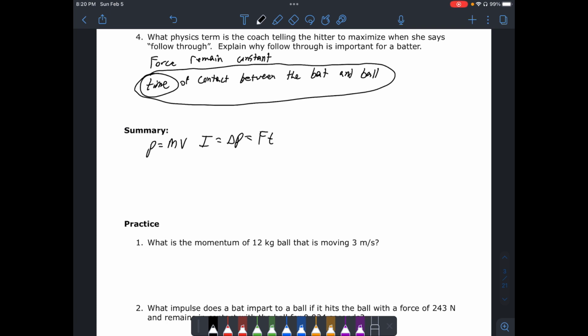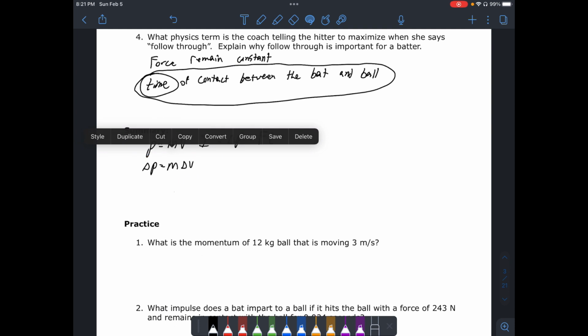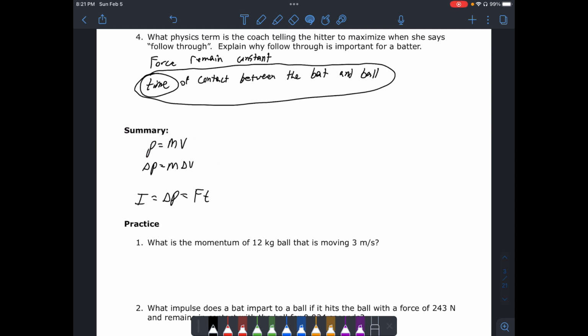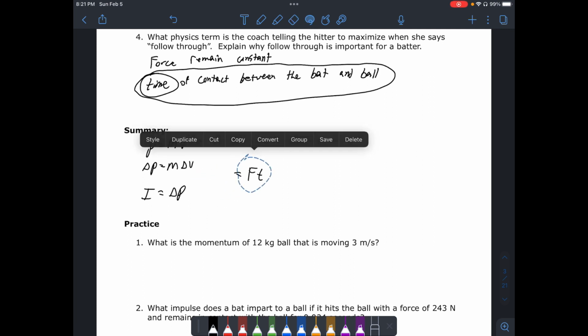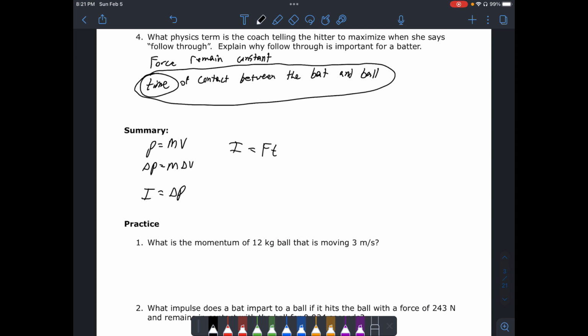And we also have our change in momentum equation, which is just our normal m times v, but our v is changing. So our change in v. And just to make this super clear, I'm going to organize this. Our impulse here, I'm going to rewrite this guy over here, say I is equal to, and that's that.